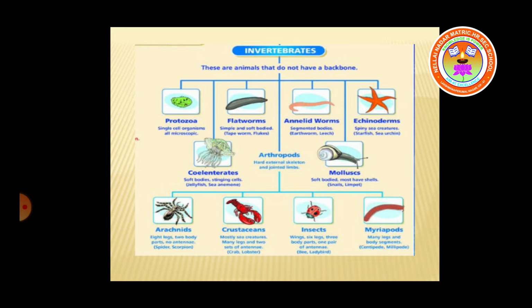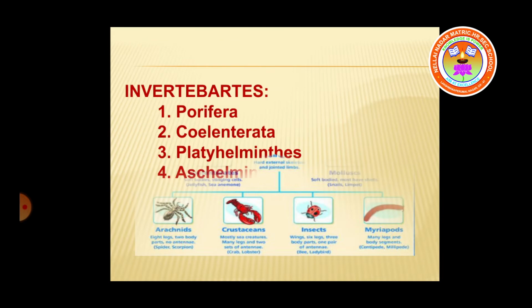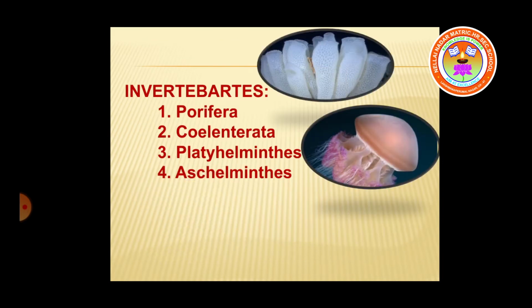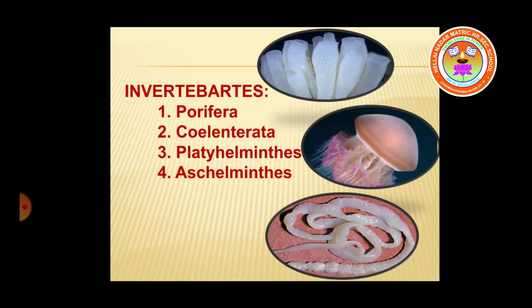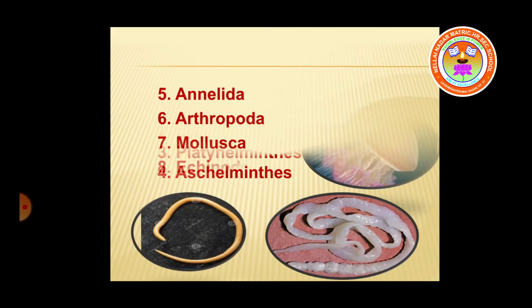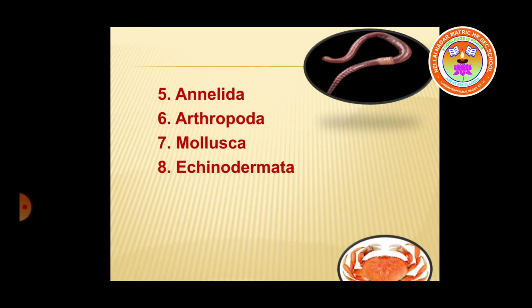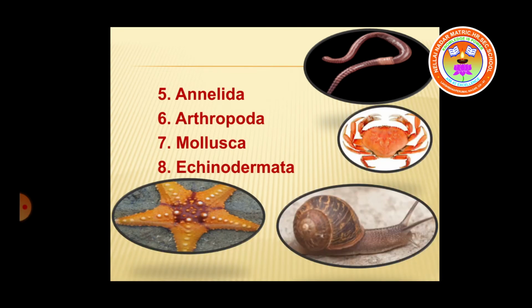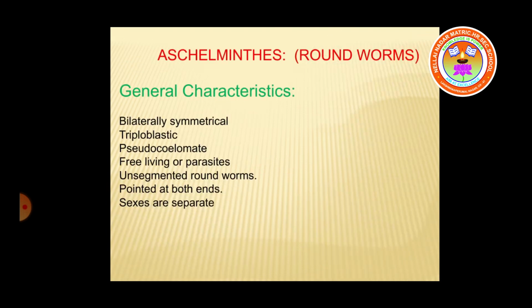There are 8 phyla in the group invertebrata, such as protozoa, porifera, coelenterata, platyhelminthes, Aschelminthes, Annelida, Arthropoda, mollusca, and Echinodermata. In the previous class, we learnt the first 3 phyla. Today's class begins from the 4th phylum, Aschelminthes.